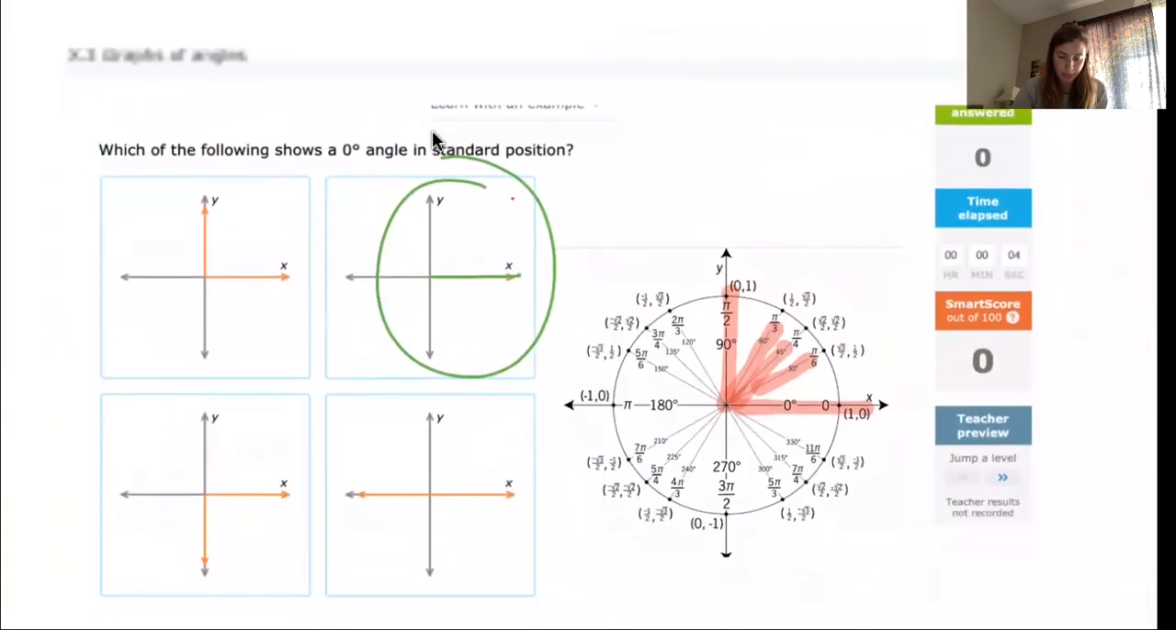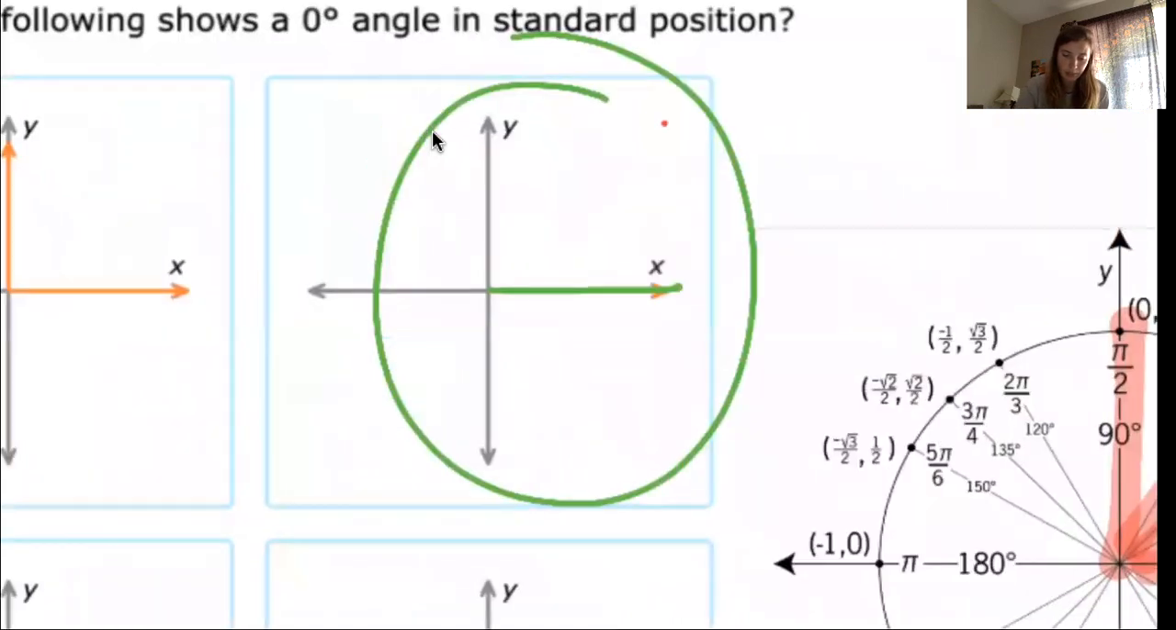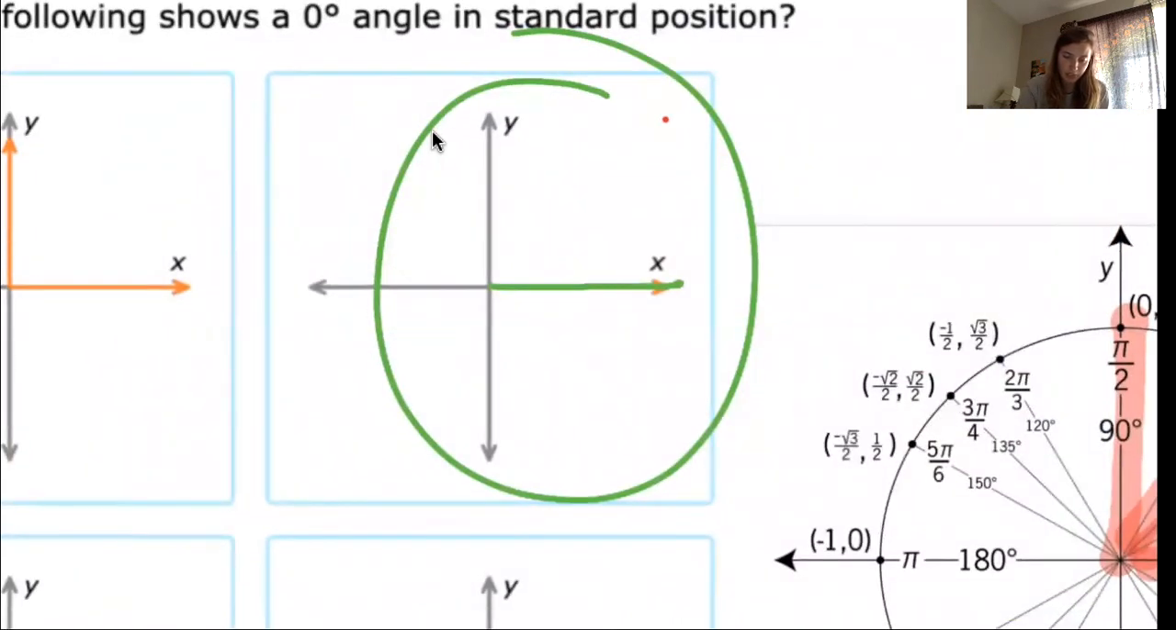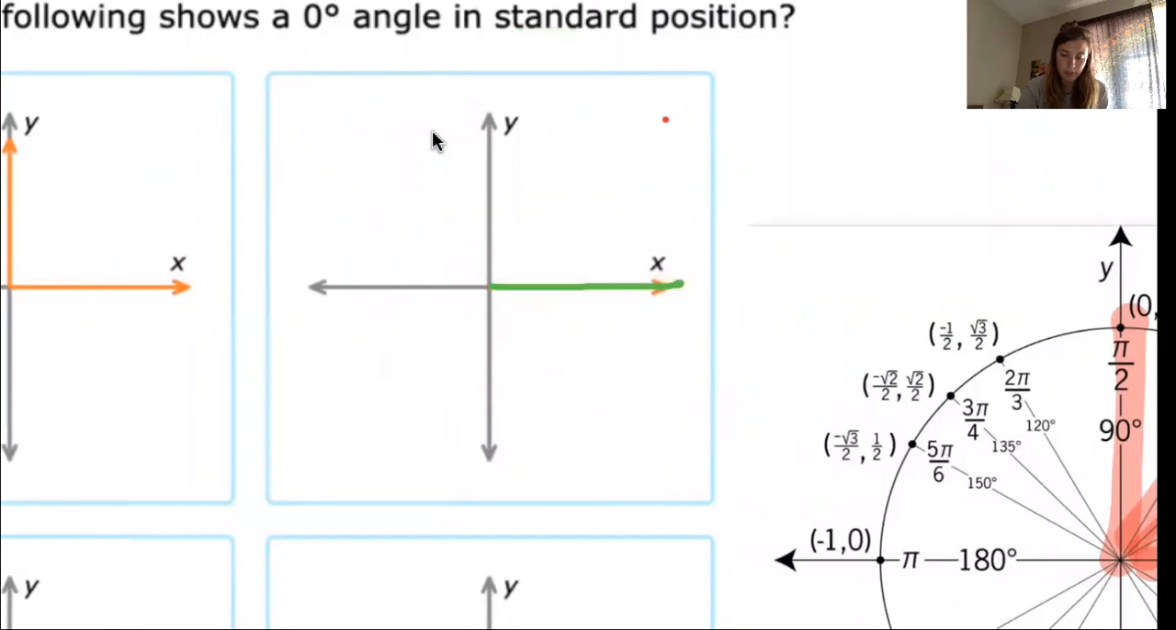Let's just remember, standard position is where, follow the highlighter in red, your initial ray is on the x-axis, the positive x-axis, and then your terminal ray, or the other part of your angle, is going to be somewhere else. So it'll be an angle like that, or it'll be down here, or there, or there. But as long as your initial ray is on the x-axis, that's what it means to be in standard position. Okay, so that is the answer for that one.